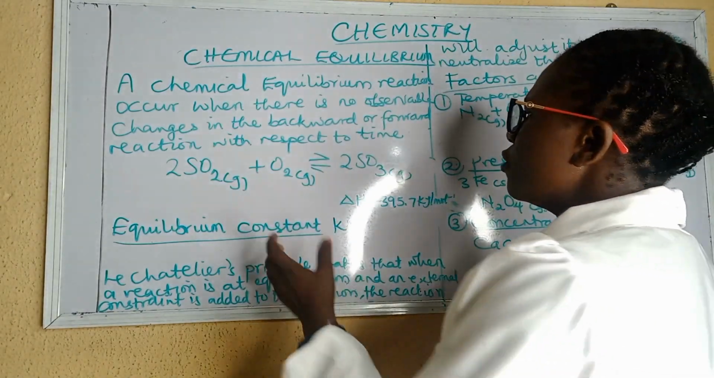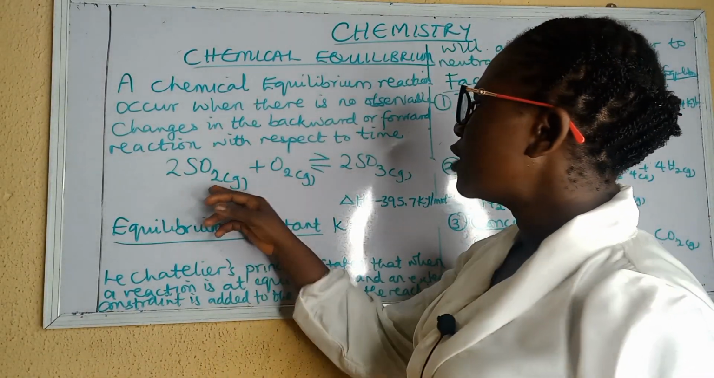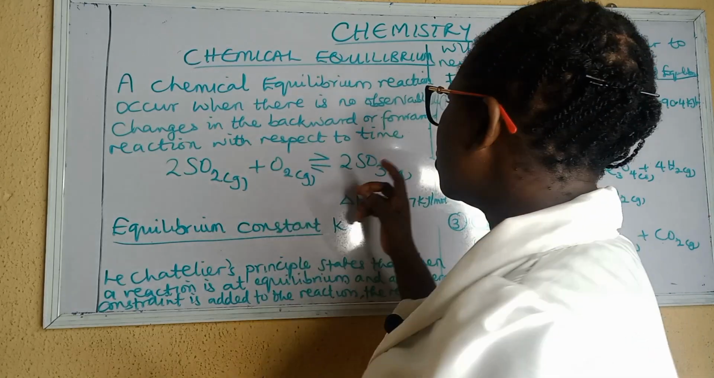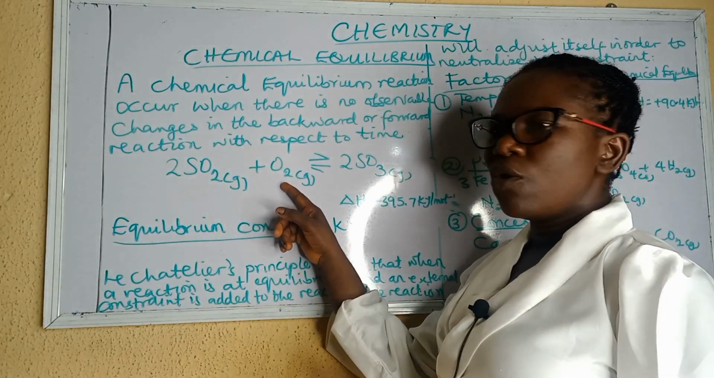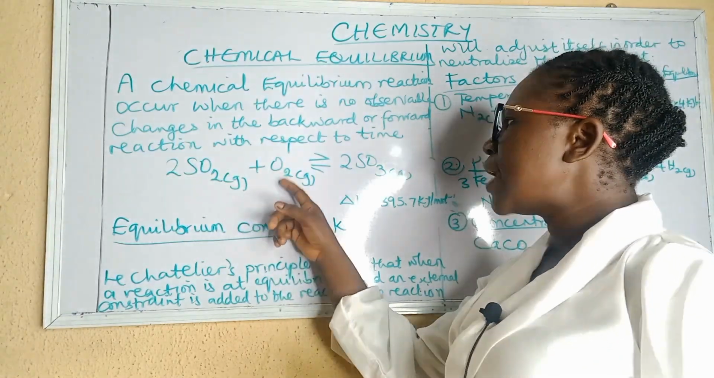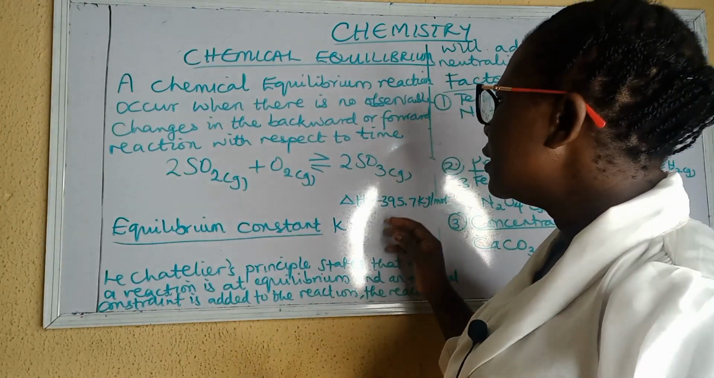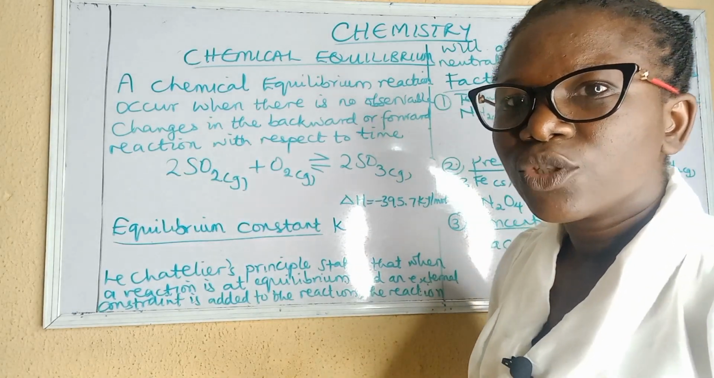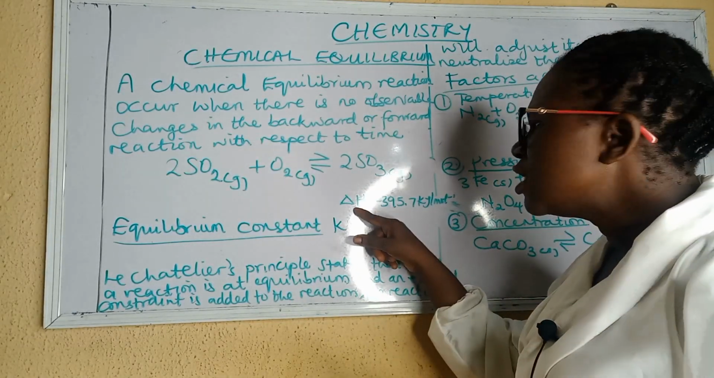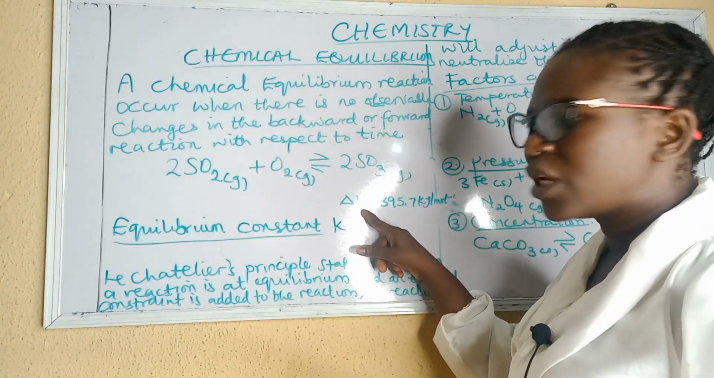Now, a very good example here is a reaction between sulfur 4 oxide and oxygen to give sulfur 6 oxide. And sulfur 6 oxide is reacting back, or dissociating back, to give you sulfur 4 oxide and oxygen. And this reaction is actually an exothermic reaction. That is the heat of reaction. This is the heat of reaction, H.